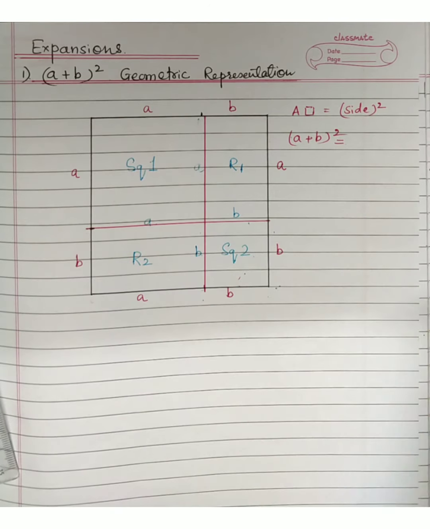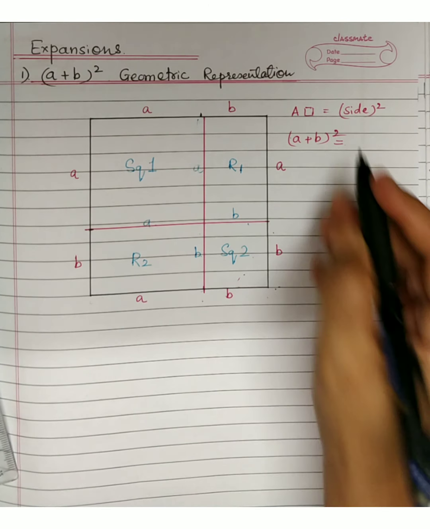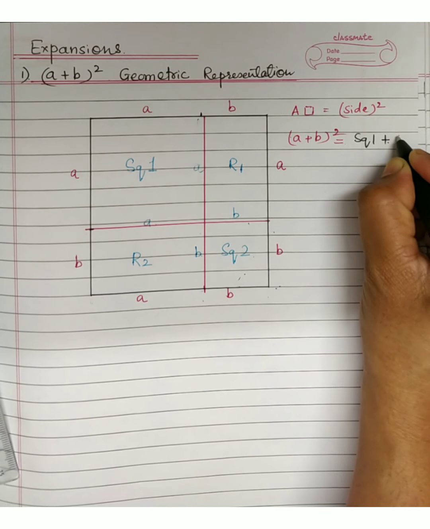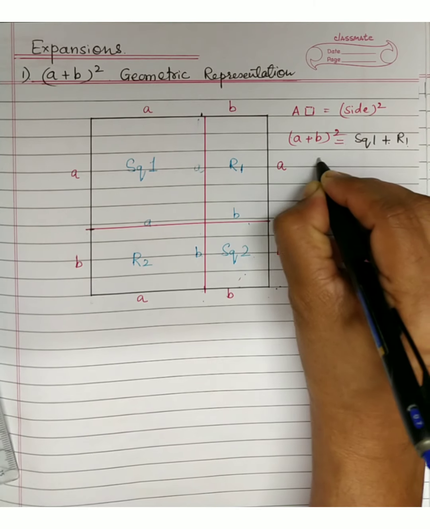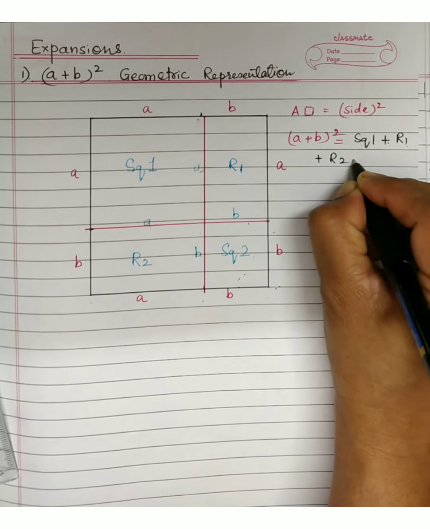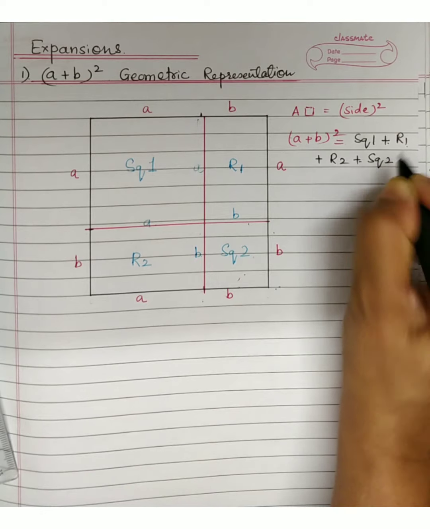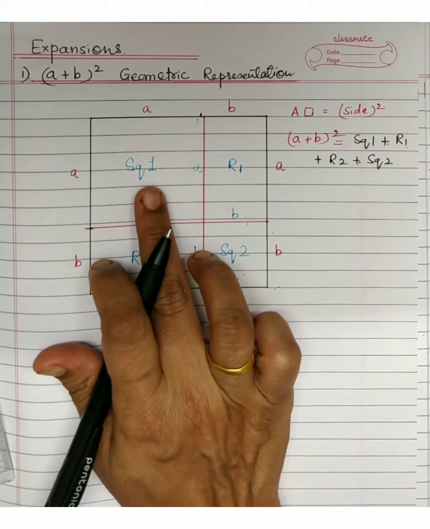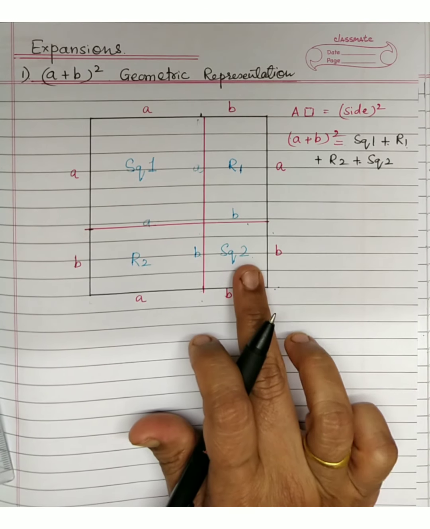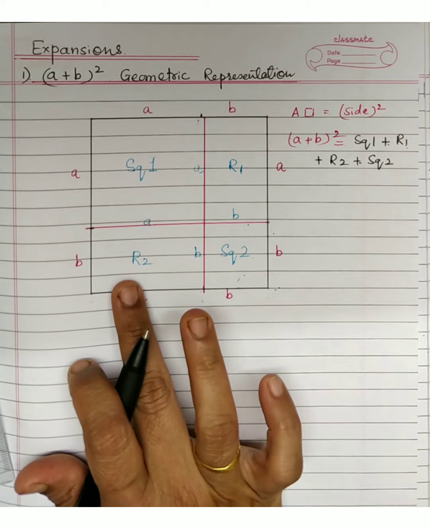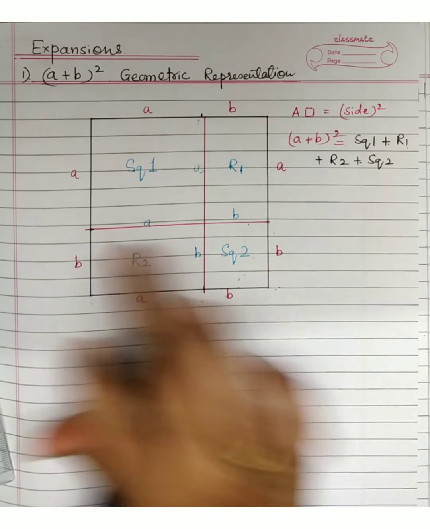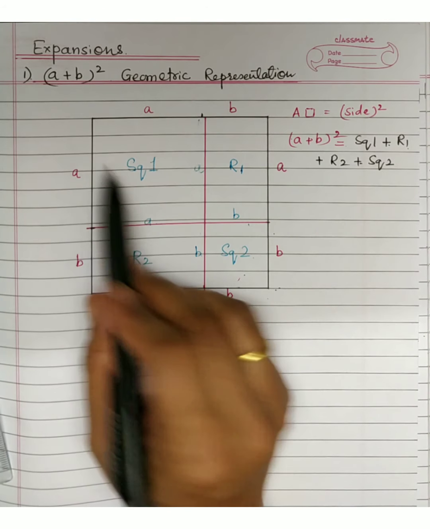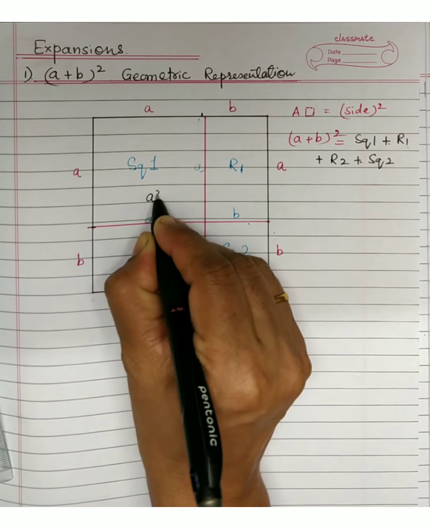So the area of this big square will be the area of square 1 plus area of rectangle 1 plus area of rectangle 2 plus area of square 2. The area of the square is divided into 4 parts: square 1, rectangle 1, rectangle 2, square 2. If I add these 4 areas, I will get (a plus b) the whole square, the area of the big square. Looking at square 1, what is its side? a. So its area will be simply a square.